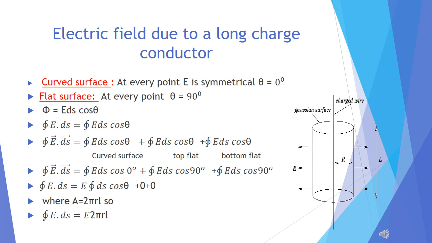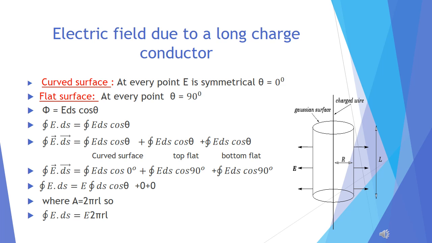Now we consider there is a point P at a normal distance r, and we are supposed to find the electric field at this point. So we cannot apply the formula kQ over r squared because here Q is not a point charge.